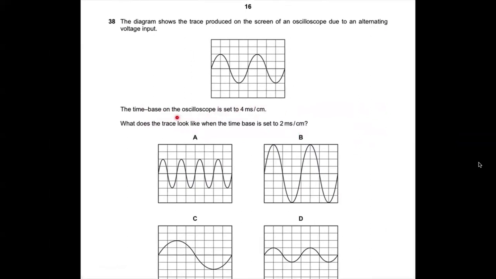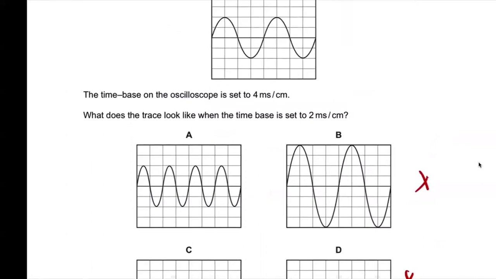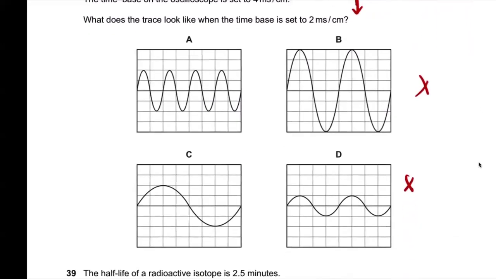So first things first, if the time base is changed, nothing will happen to the vertical aspect of the wave. So it's two boxes first, still going to be two boxes. So it definitely can't be B or D. We know that what affects the amplitude is the Y gain. Now for this, you can just do some really simple math. You know that the time period is the time base times the horizontal divisions. If it's the same trace, so if the time base decreases, the horizontal divisions will increase. So if here it was taking 4 divisions for one wave, it's now going to take more divisions. So it's going to be C.